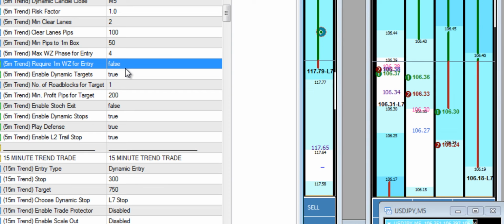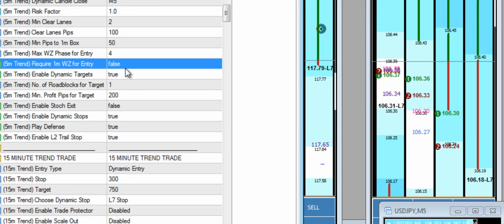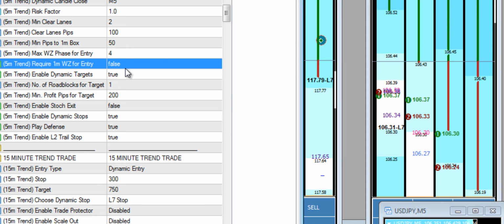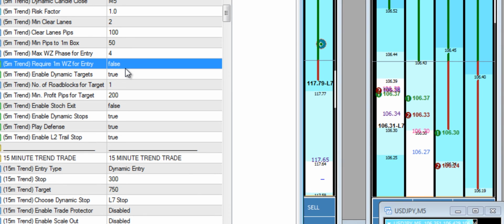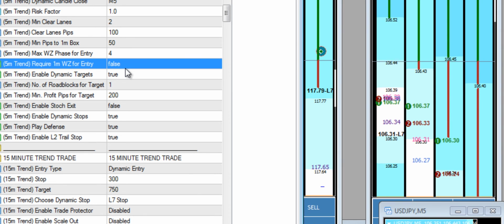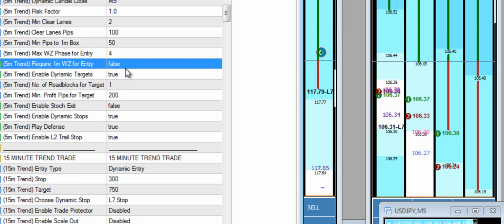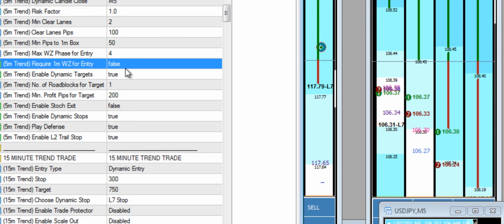It's kind of like a supreme combo. You remember, a supreme combo is a 15-minute box, a 5-minute white zone edge, and a 1-minute L7. So a 5-minute trend with a 1-minute white zone in it is really just kind of scaling down a supreme combo. It'd almost like having an L7 on a tick chart if you had such a thing. Then you could do that. Then you would have a supreme combo on a 5-minute.